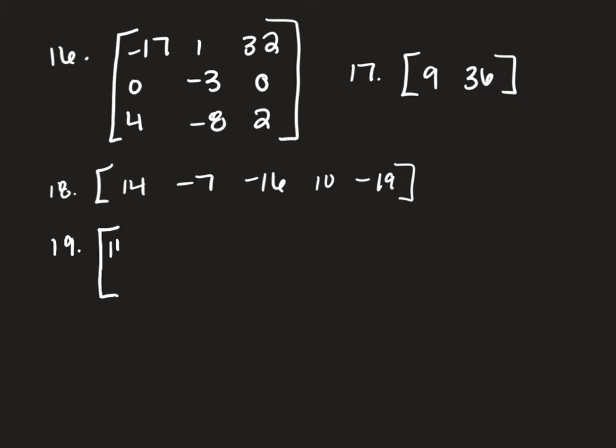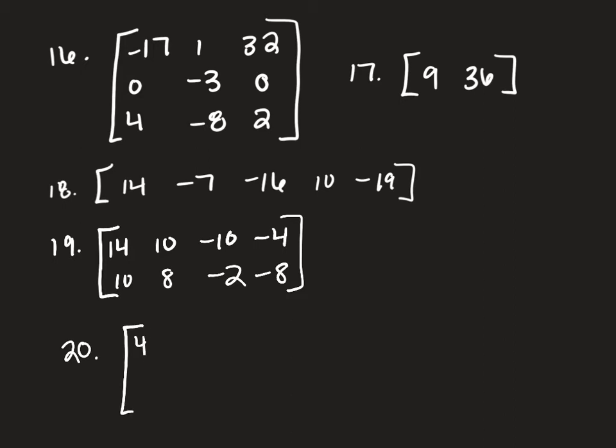19 is 14, 10, negative 4, and then 10, 8, negative 2, and negative 8. And then 20 is 4, 5, and 34. All right. Any questions? Yes. Can you go over 11 and 15?